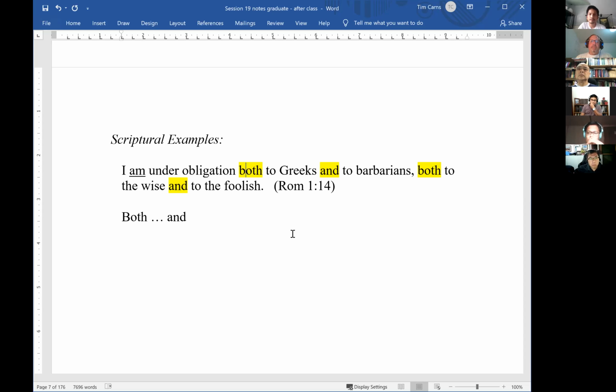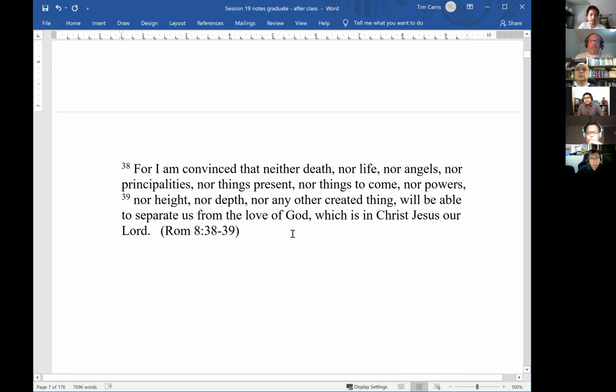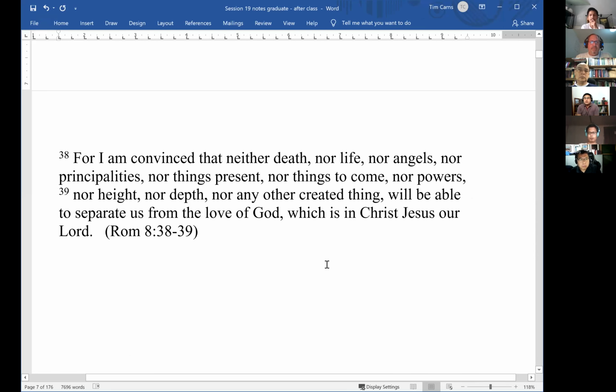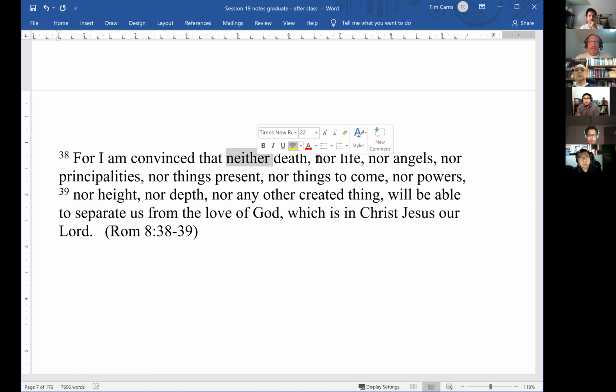Let's look at another example. Tabs, let me give this one to you. Tell me where you see a correlative conjunction or conjunctions here. Romans 8:38 to 39: For I am convinced that neither death nor life, nor angels, nor principalities, nor things present, nor things to come, nor powers, nor height, nor depth, nor any other created thing will be able to separate us from the love of God, which is in Christ Jesus our Lord. The correlative is neither and nor. Yes. And notice there's a lot of nors, aren't there?